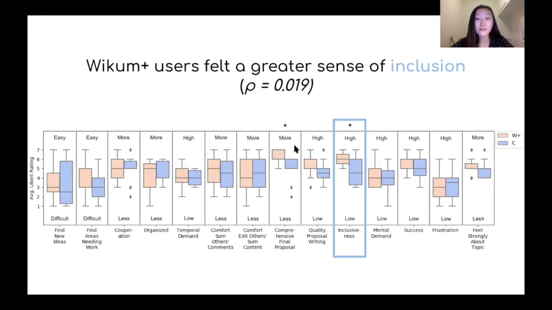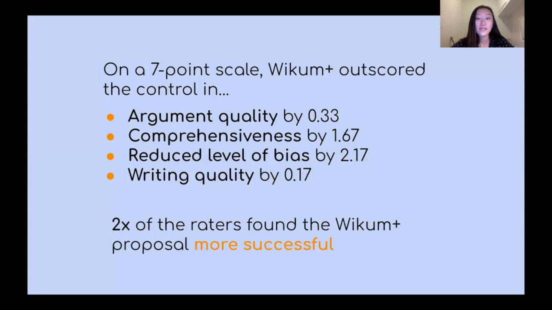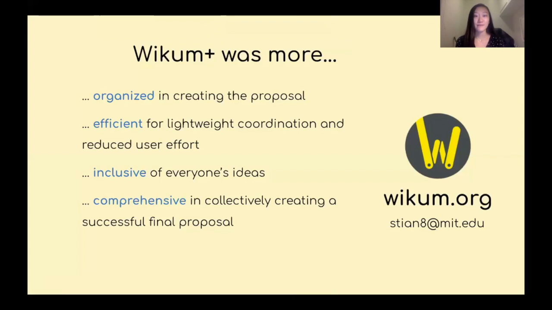As a result, Wikum Plus users expressed a significantly greater feeling of inclusion in the post-study survey. Since more opinions were included in Wikum Plus, users felt that the proposal was also more comprehensive. Independent raters scored the Wikum Plus final proposal higher in quality, comprehensiveness, and success. Overall, Wikum Plus allowed for greater organization and lightweight coordination in smaller groups and more inclusion and comprehensiveness in the resulting document in larger groups.